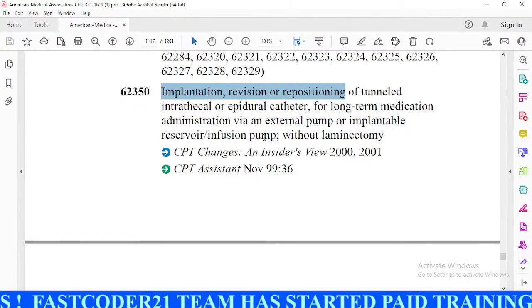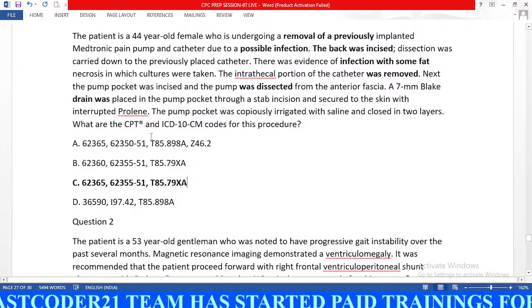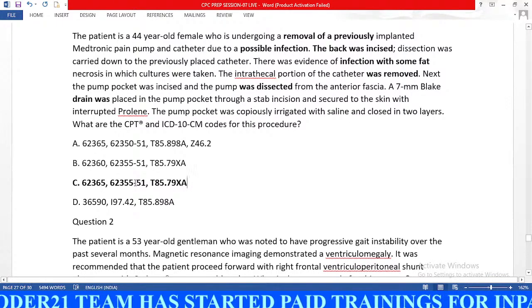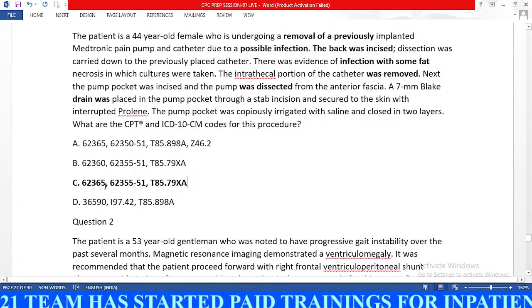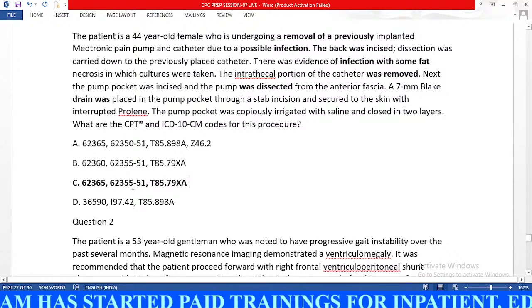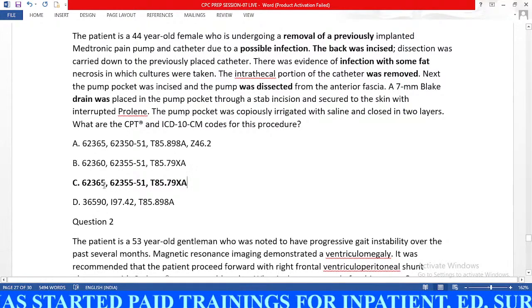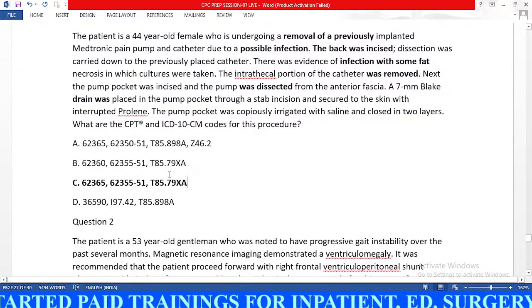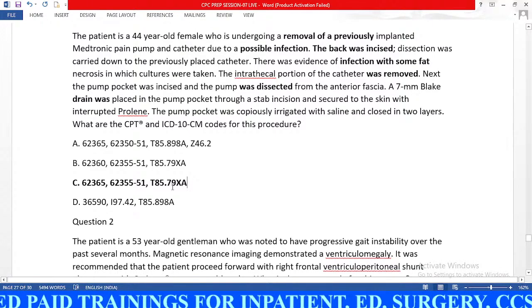So here we need to code 62365 as well as 62355. 62355 for the catheter, 62365 for the pump. So I think everyone got the answer now.